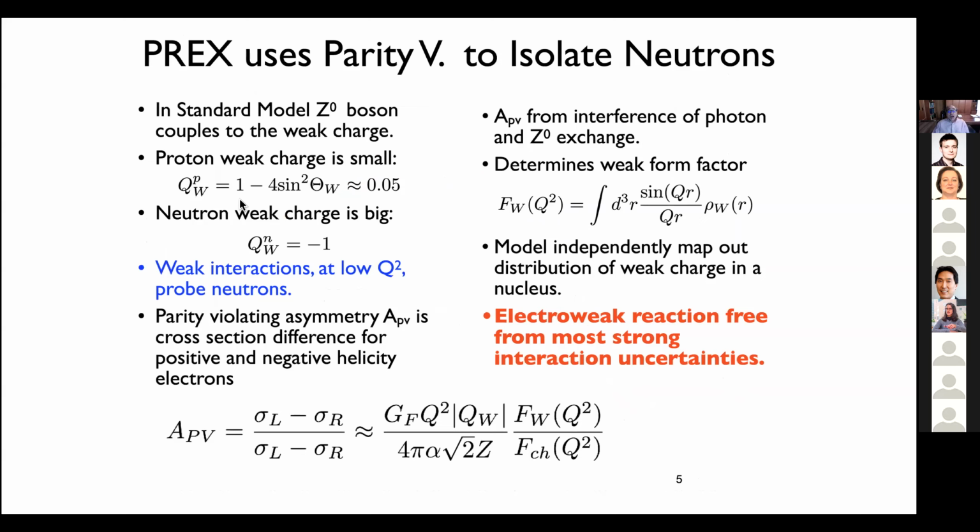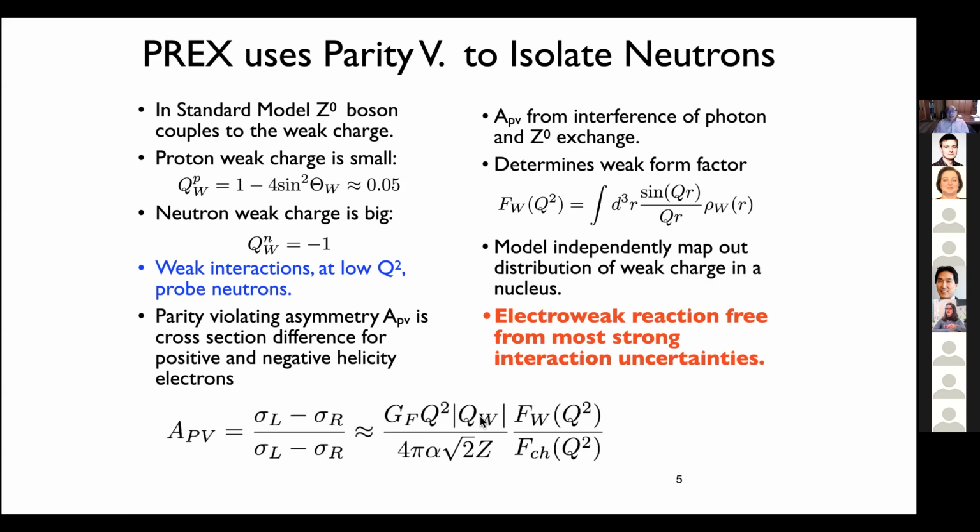The weak charge of a proton is small. The weak charge of a neutron is big, so the weak interactions at low momentum transfers provide a very clean probe of the neutrons. What's actually measured is the parity violating asymmetry. So it's the cross-section difference for left-handed and right-handed helicity electrons. This involves the interference of a weak amplitude of order G Fermi and an electromagnetic amplitude of order alpha.